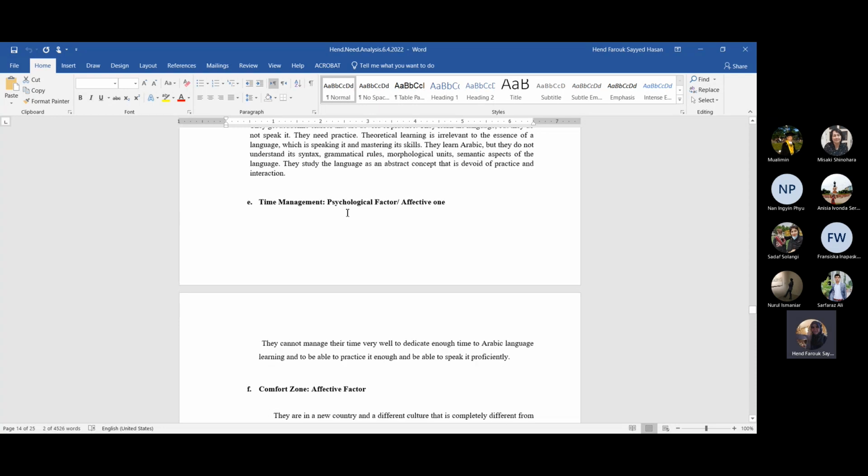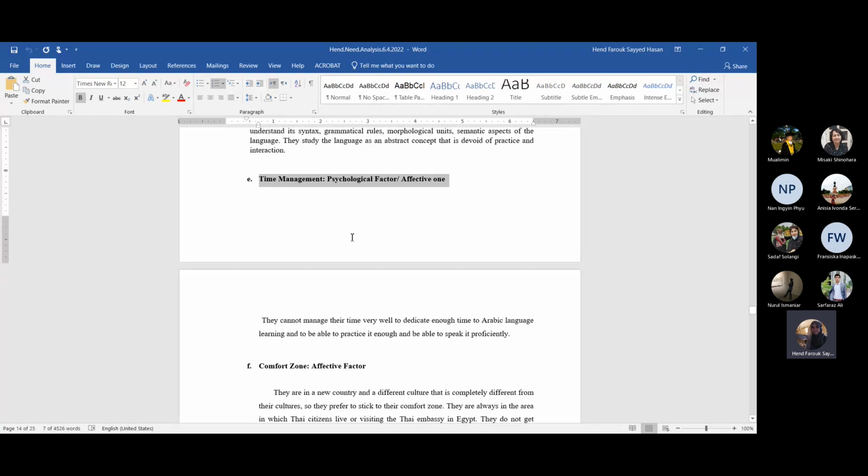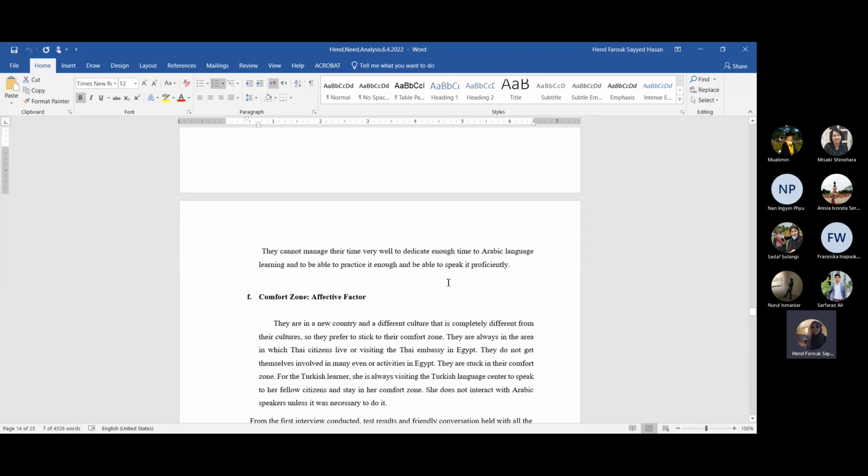About time management, a psychological factor, this is the fifth one, or the affective one. They cannot manage their time very well to dedicate enough time to Arabic language learning. Even the Thai students in Egypt told me that they want to learn Arabic, that they want to learn with me, but they do not have time because of their tight schedule in the university.